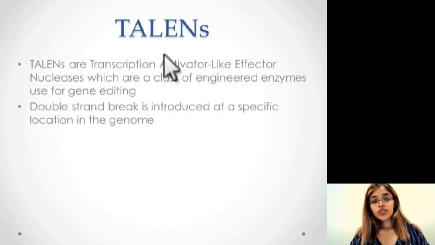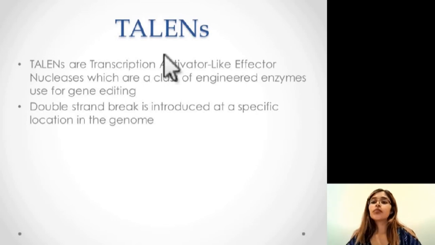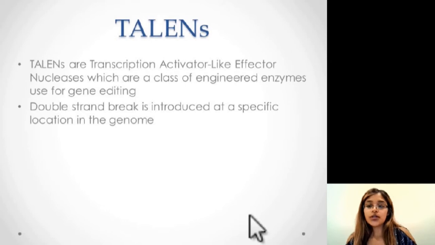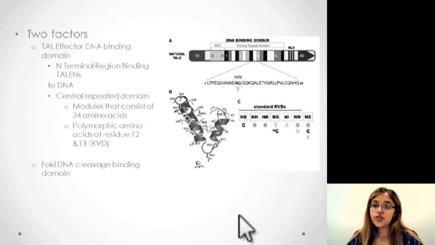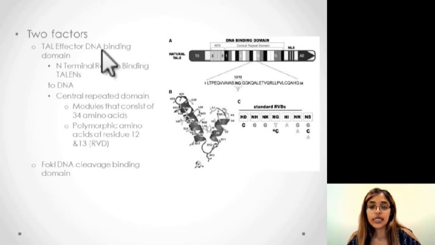So the next one is TALENs, or talents. These are transcription activator-like effector nucleases, and they also create a double-strand break that is introduced at a specific location in the genome. They are also composed of two factors, one of them being the TAL effector DNA binding domain, and then the other one, the FOKI DNA cleavage domain.